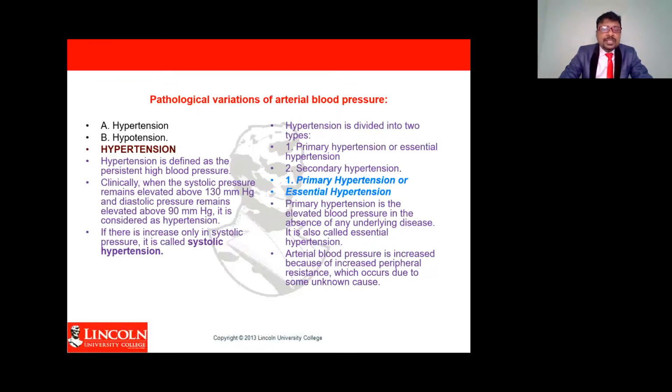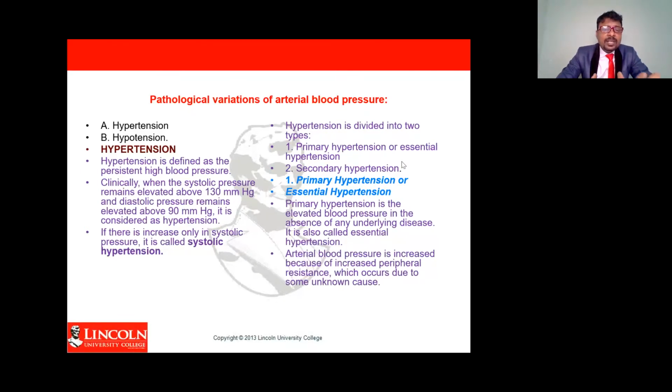This hypertension is divided into two categories. First is the primary hypertension, also called essential hypertension. Second is the secondary hypertension. Why is it divided into primary and secondary?